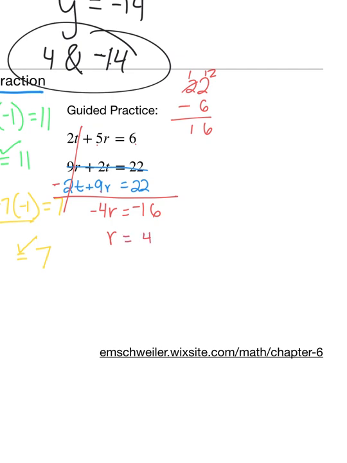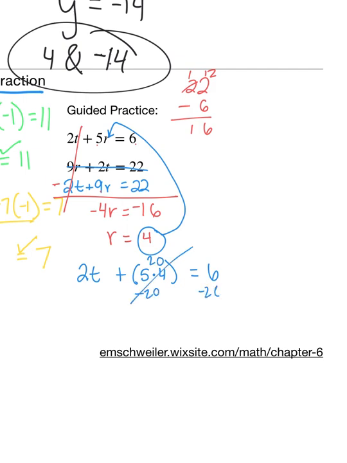When plugging it back in, you can choose either one. How about we choose the top one? So 2t plus 5 times 4 equals 6, so that equals 20. Subtract 20 to cancel it out. 2t is going to equal negative 14. Divide by 2 to get a negative 7.